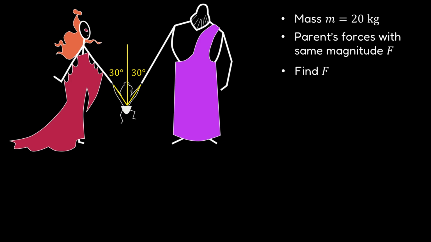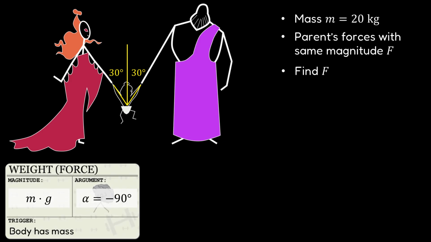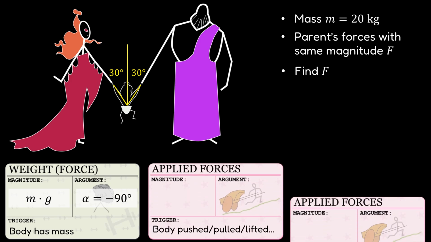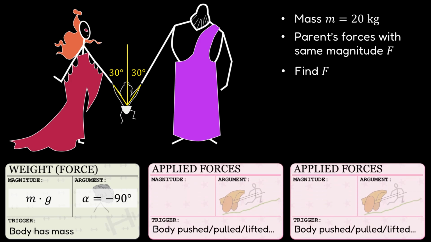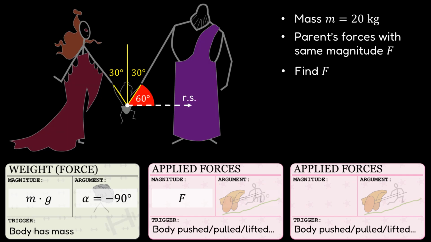Let's solve it. We start by taking attendance of the forces. Weight force, present. The child has mass, so magnitude mg and argument minus 90 degrees. Spring force? No, there are no springs. Applied forces? Yes, 2. The parent on the right applies a force with unknown magnitude F and angle relative to the reference semi-axis of 60 degrees. The parent on the left applies a force with the same magnitude F but angle 120 degrees.